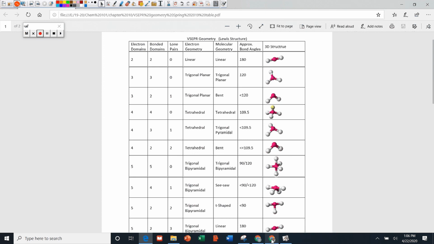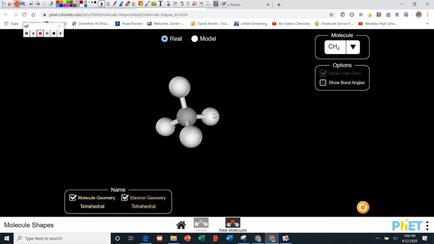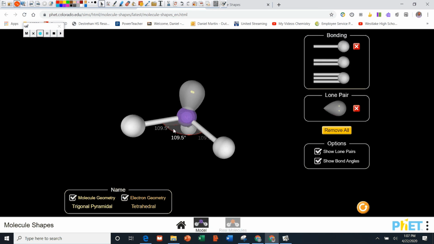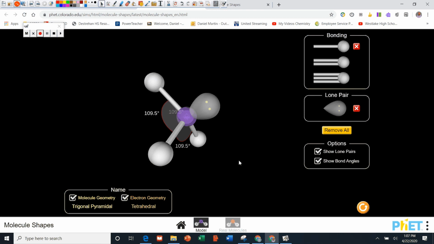So you'll see this PhET in there. You can play with that to help you identify what's going on. What it won't tell you is whether it's polar or nonpolar. That's something we're going to have to work on.